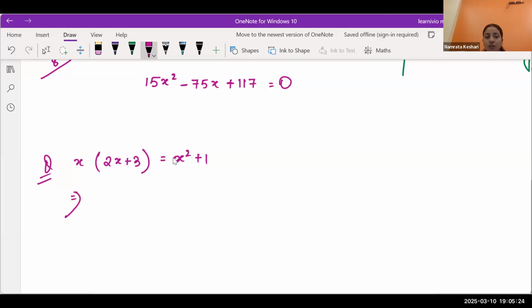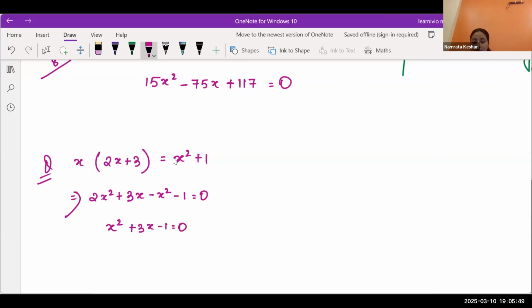It will be 2x square plus 3x, okay, and everything from that side we will be bringing to this side. Okay, we can see it is quadratic because 2x square minus x square is x square, and the highest power we are having of x is 2. Other terms are also there, which is good. This is our quadratic equation.